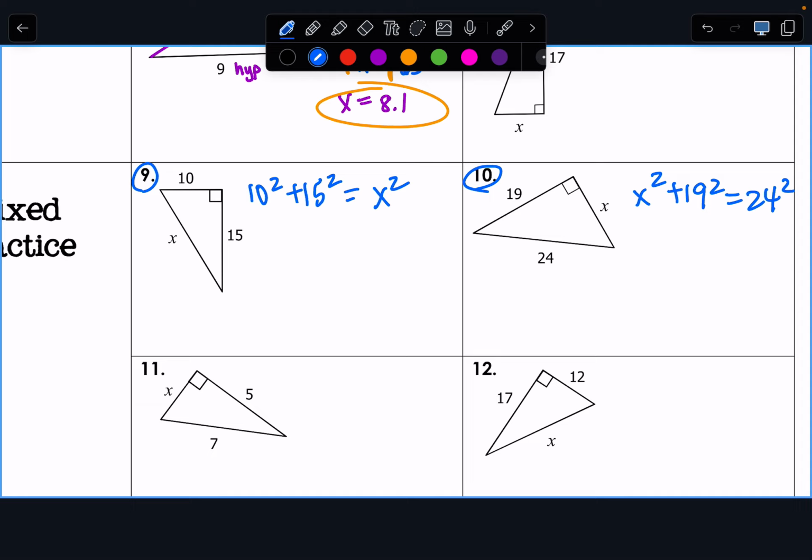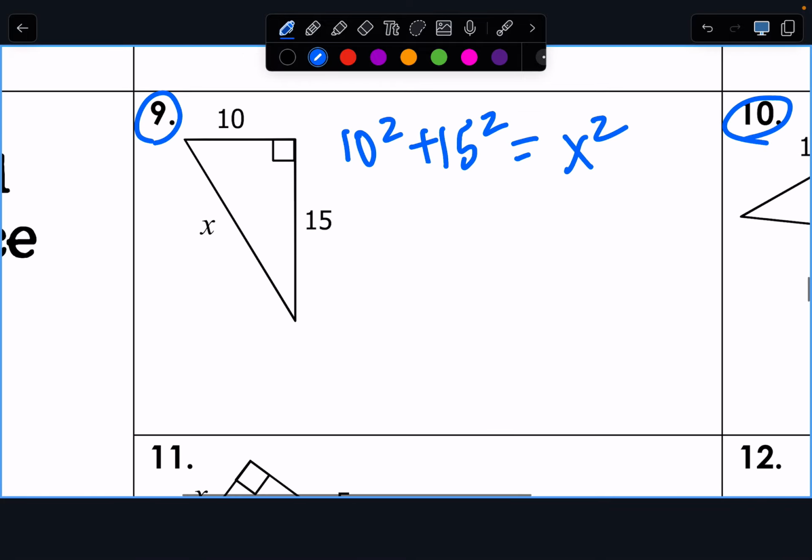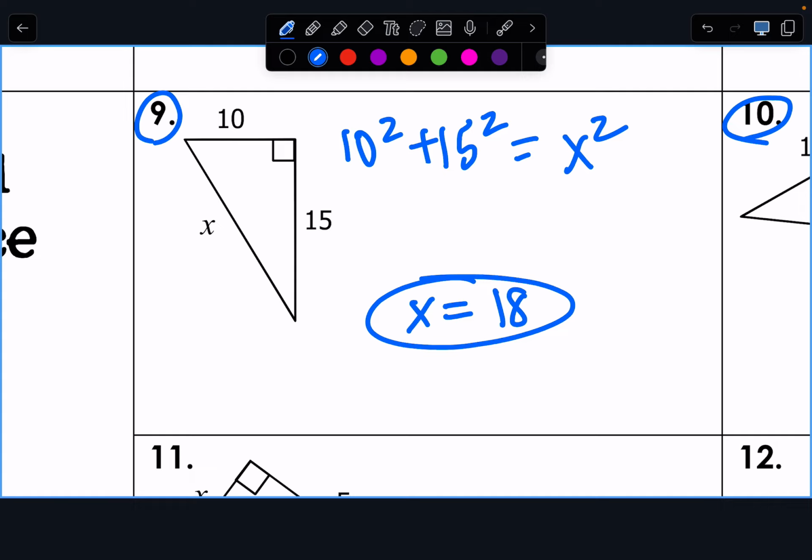Okay, so in number 9, your missing side is the hypotenuse. In number 10, your missing side is a leg. So in number 9, do you have x squared by itself in the equation? Eva, what'd you get for x? Eva got 18. Do you agree with Eva? Okay, so you get 325 equals x squared. When you square root that, we get 18.